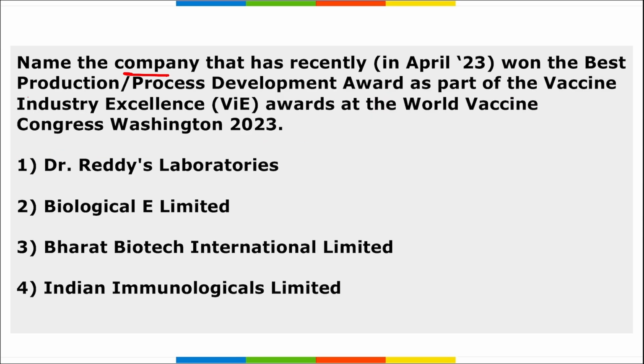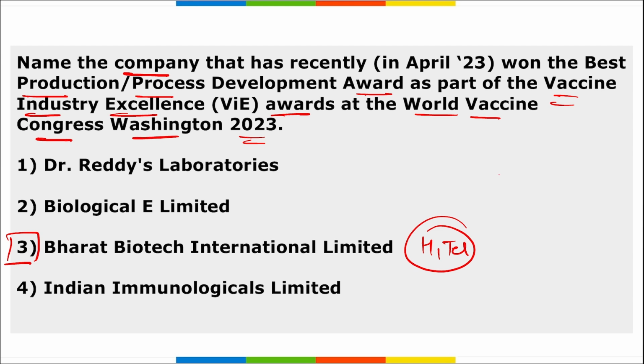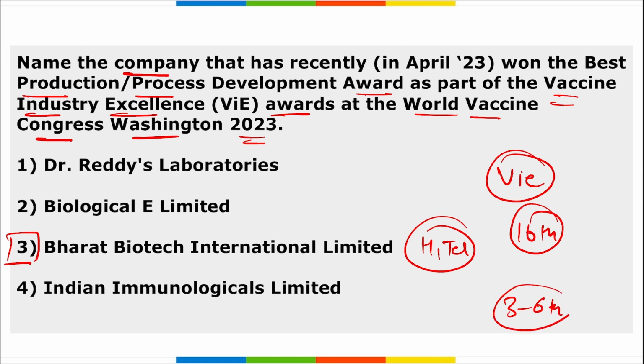Next, name the company that has recently won the Best Production Process Development Award as a part of the Vaccine Industry Excellence Awards at the World Vaccine Congress, Washington 2023. It is your Bharat Biotech International Limited, right? This Bharat Biotech International Limited is based out of Hyderabad, Telangana, right? And they have won the best production process development award at the VIE, that is the Vaccine Industry Excellence Award 2023. This is the 16th edition of the annual VIE awards during the World Vaccine Congress, Washington. This was held from 3rd to 6th of April, right? So the company that has won the best production process development award is your Bharat Biotech International Limited.